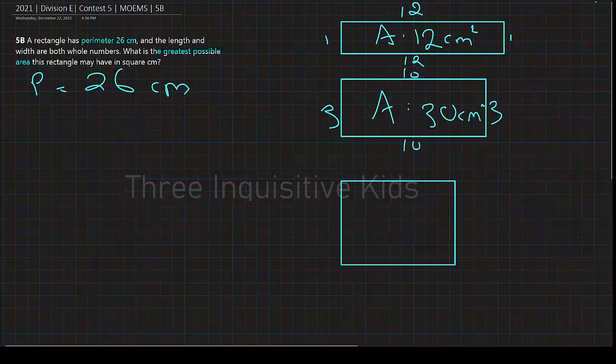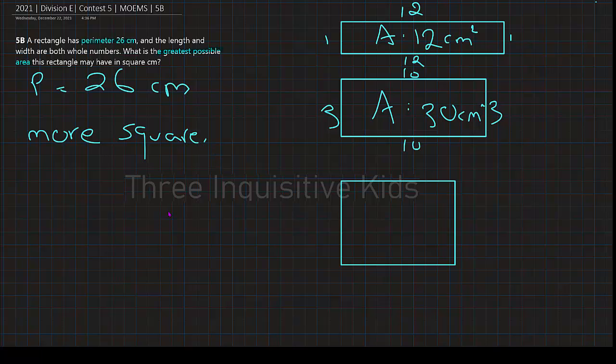The more square a shape is, especially a rectangle, the more area it covers. So the closest I could get to a square with 26 centimeters would be a side length of 6 and 7, making the area on the inside 42 centimeters squared.